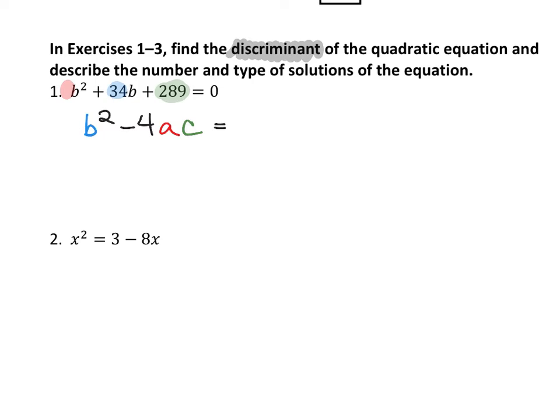It's really that simple. So we're going to take the number for b, which was the number 34, and I'm going to put it in parentheses. You must put it in parentheses. It is so important to put it in parentheses.